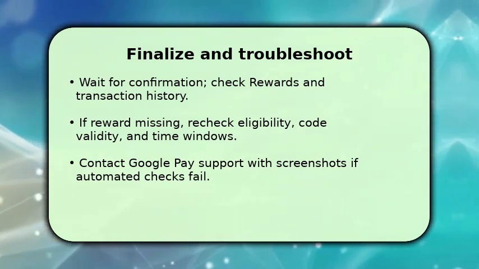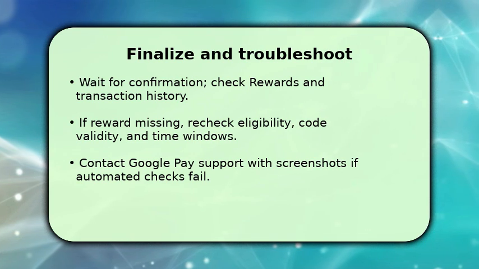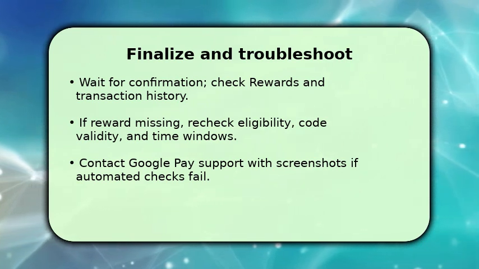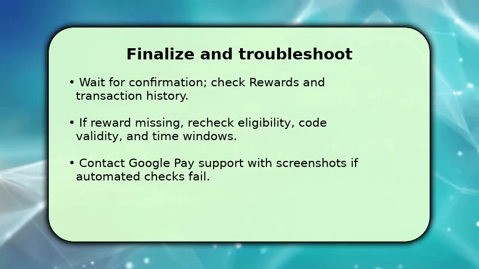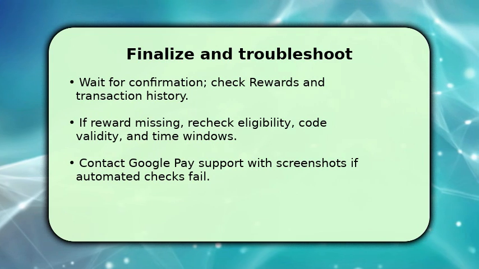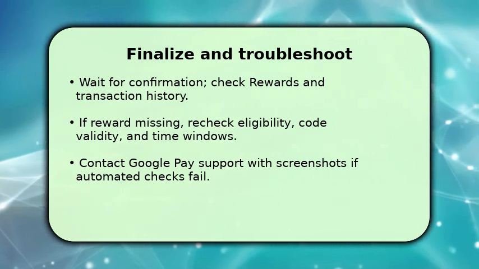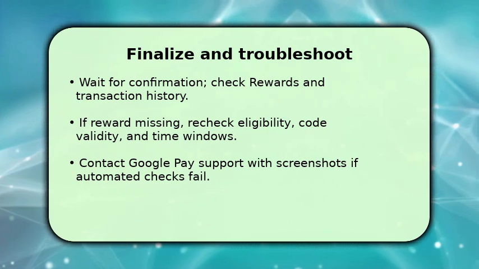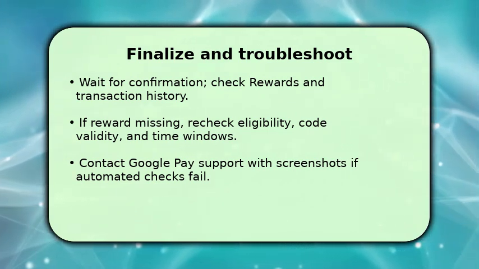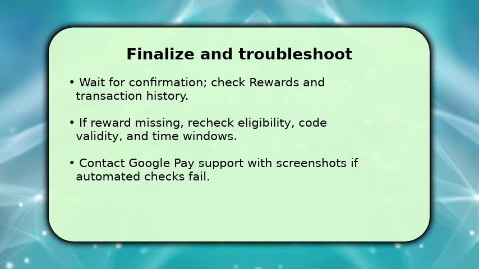If the bonus doesn't appear, make sure you met the exact eligibility steps, the code wasn't expired, and the activity cleared within the offer window. If problems persist, take screenshots of the code entry, eligibility notice, and transactions. Then contact Google Pay support. This speeds resolution and helps them apply manual credit when automated checks fail.